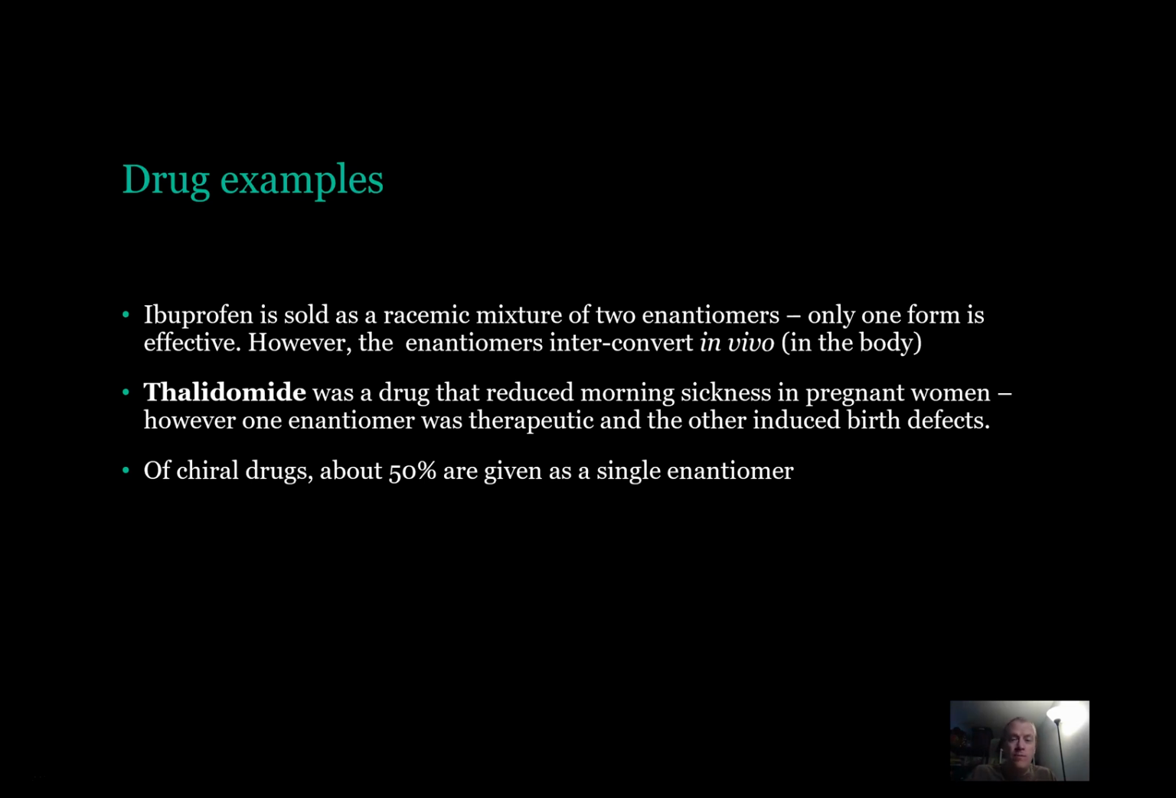We talked about thalidomide. Thalidomide was a form where one enantiomer was effective in preventing morning sickness, I should say, for mothers. The other actually caused some pretty horrific birth defects.